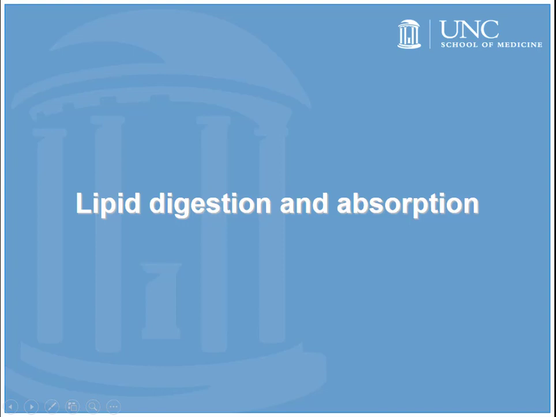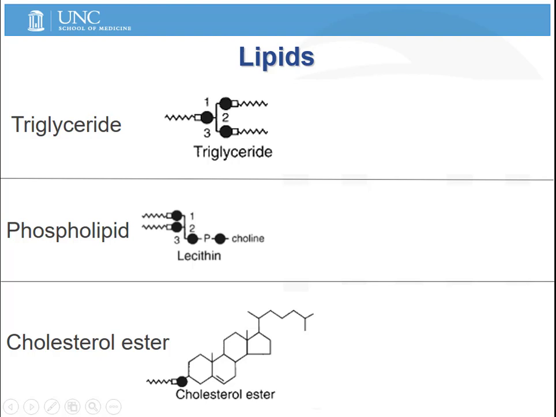Lipid digestion and absorption requires more steps, and that's because lipids are insoluble in water. Of the lipids in the adult diet, more than 90% or so is consumed in the form of triglycerides. These are also called triacylglycerols. And these molecules are composed of a glycerol head and three fatty acid tails. The fatty acid chains make up the hydrophobic portion of the lipid, and the glycerol makes up the hydrophilic portion.